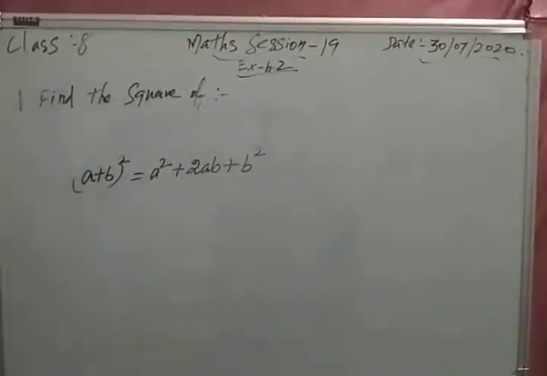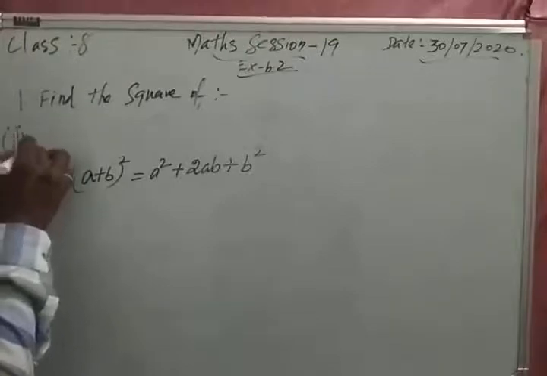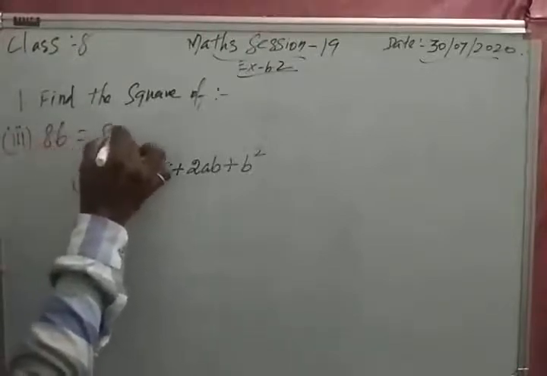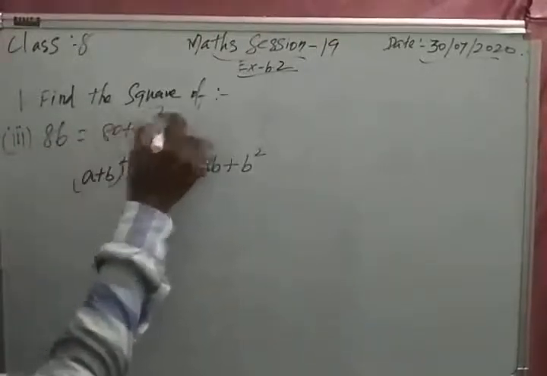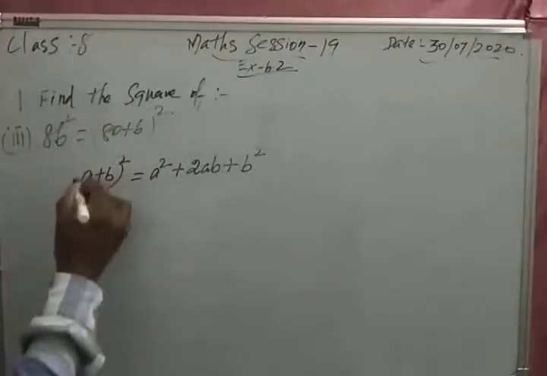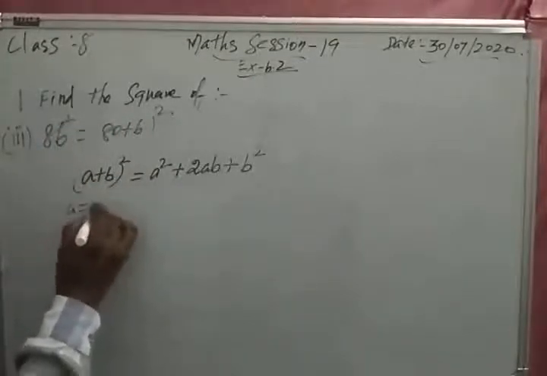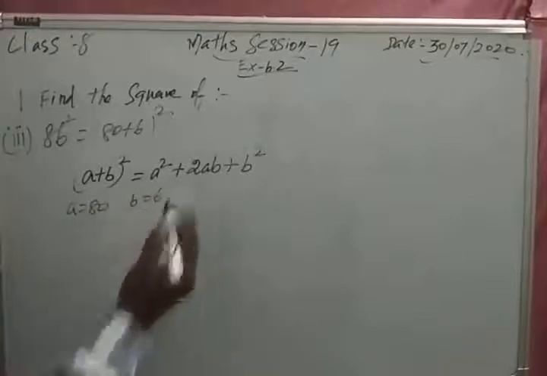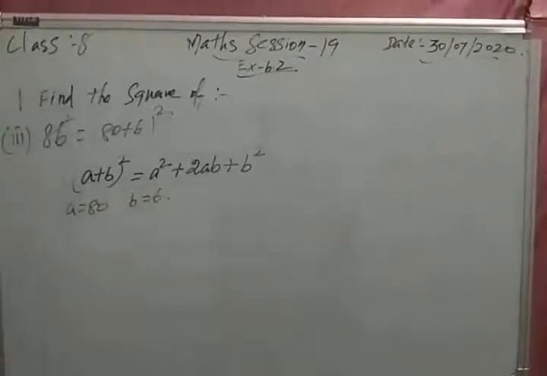Third one. What is the third question? 86. Third one is 86. 80 plus 6 the whole square. Okay, according to this, A is equal to 80, B is equal to 6.